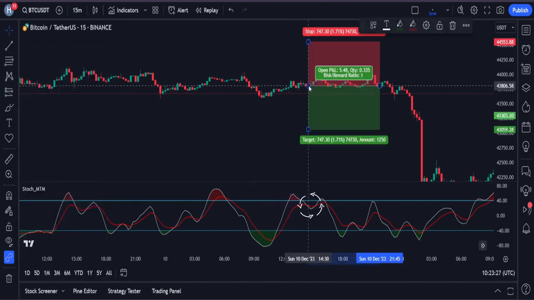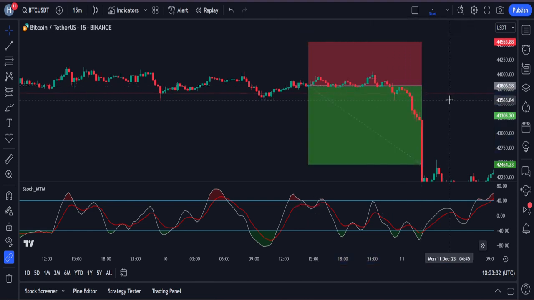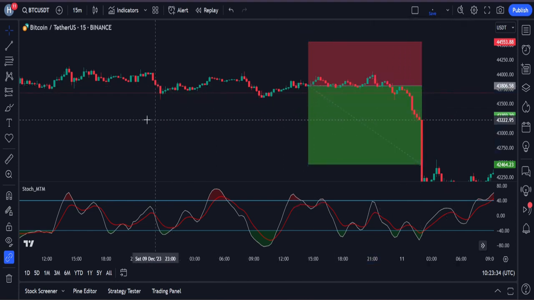After we have the pullback, we want the stochastic oscillator to come back below the upper band and cross below this red EMA. And this is where we're going to enter our trade.